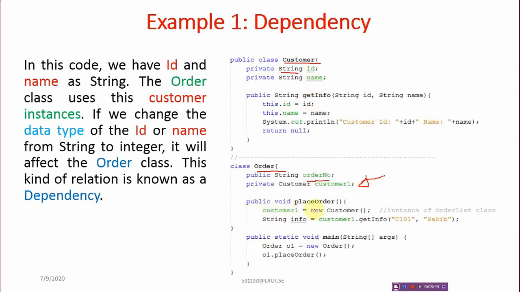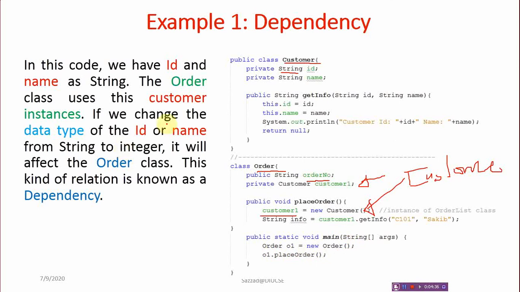And then in the place order method, what we have done is create an instance of the customer class. This is called creating an instance of the dependency class. So customer1, which is a new customer, is an instance of the customer class, and then we are setting information according to the customer class. Information means the ID number and the name. So a new customer is created in the order class corresponding to the customer class. Now we are just placing an order.